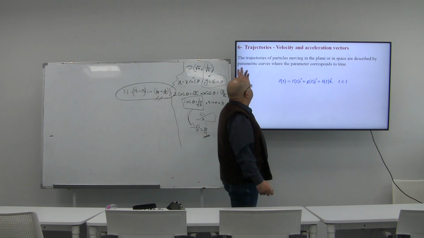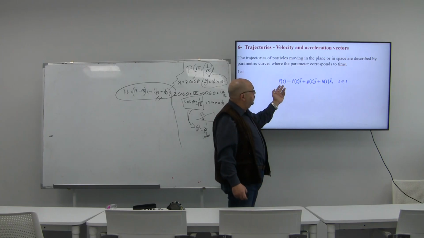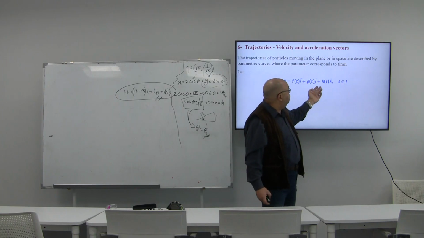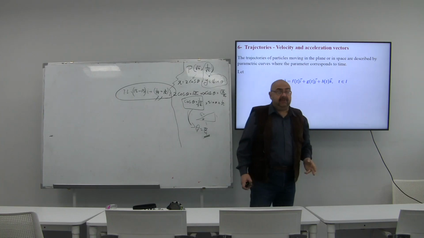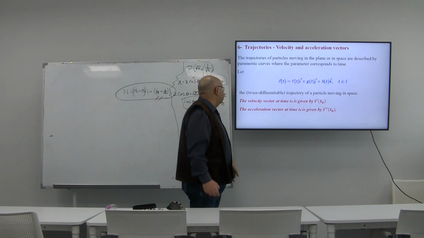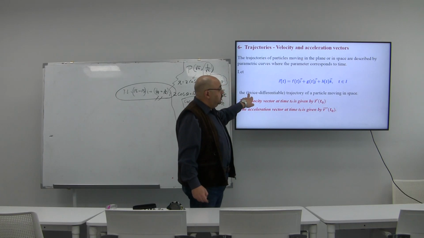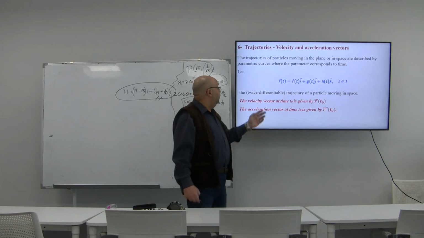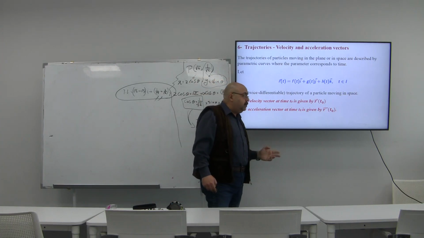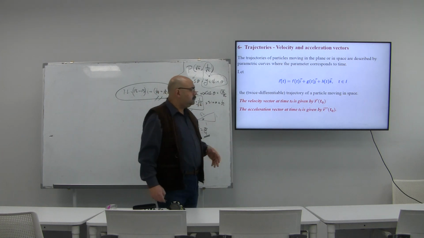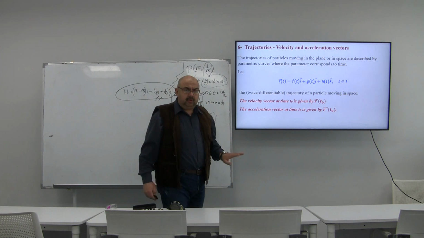They are described by the parametric curve: f of t in the direction of i, g of t in the direction of j, and h of t in the direction of k, where t belongs to the interval of this domain. The first differentiation will get you the velocity vector. The second differentiation of r will get you the acceleration vector, which is the rate of change of the velocity vector. Simple, nothing to worry about.